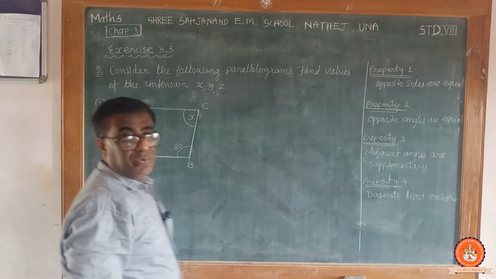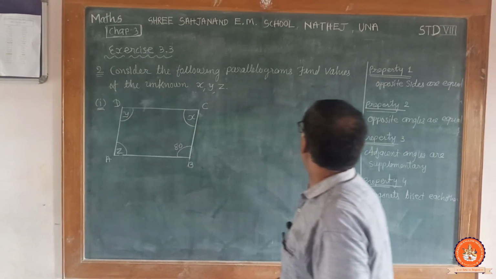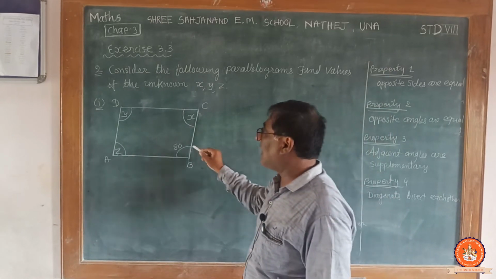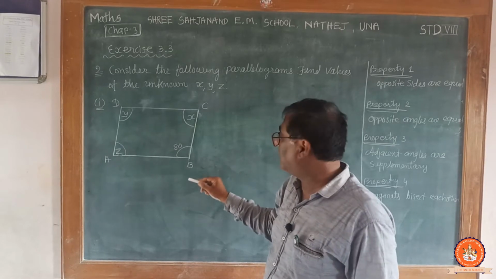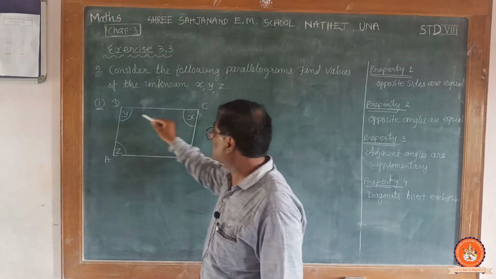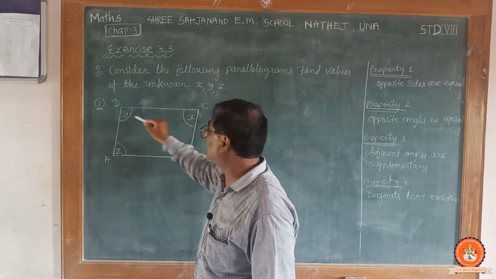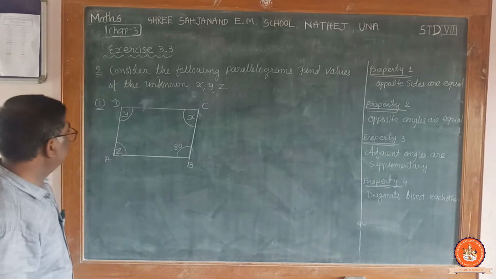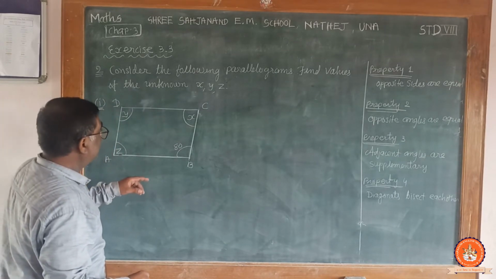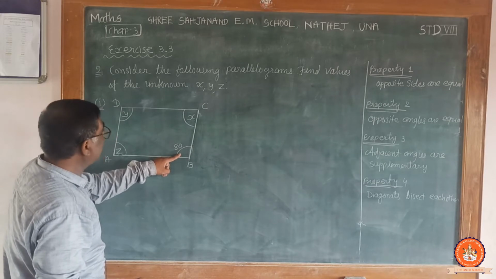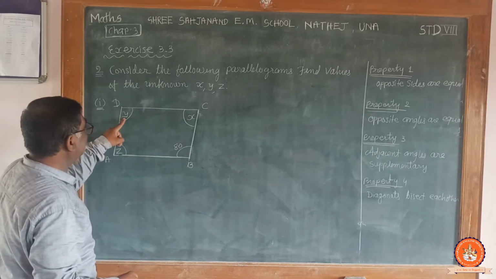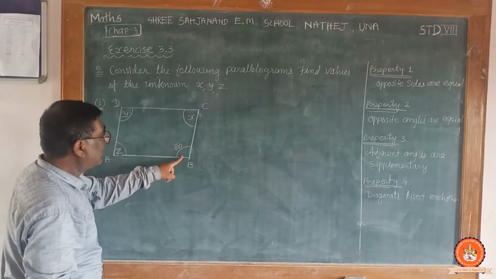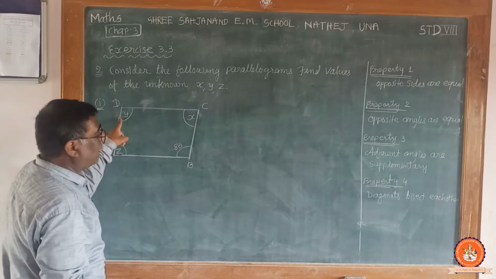Now question number 2: consider the following parallelograms, find the values of the unknowns x, y and z. So this is a parallelogram, and we have to find the values of x, y and z. So these are the three measurements of angles of a parallelogram. Now you can see that angle B is 80 degrees and y is the measurement of angle D.